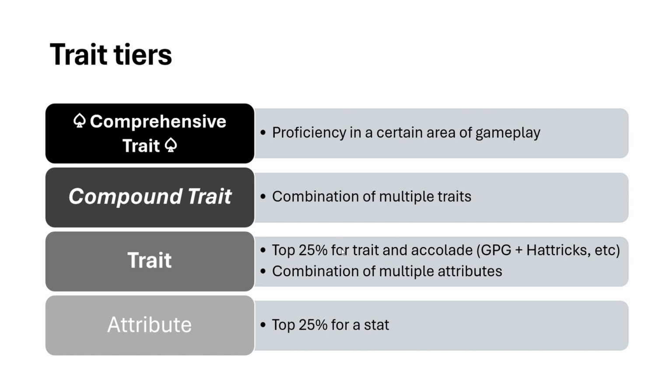So it gets upgraded to a trait. Say you're top quantile for goals per game and top quantile for hat tricks as well, because that differentiates.